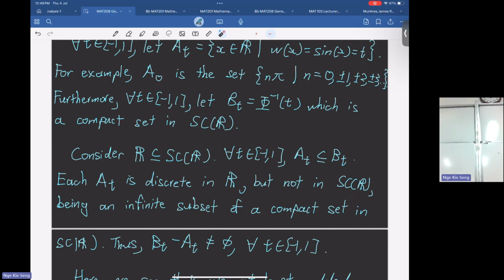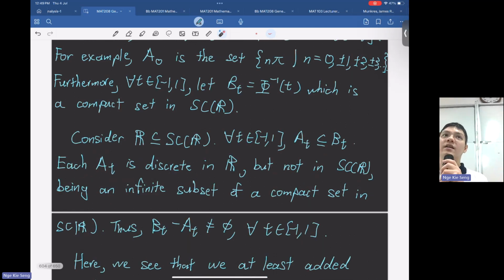But it is not discrete in the Stone-Cech compactification, because this space is compact. It is an infinite subspace in a compact set. So do we have this implication? Compact implies limit point compact. Good. Then meaning what? Meaning this set is not discrete anymore in that space, because it is an infinite set.